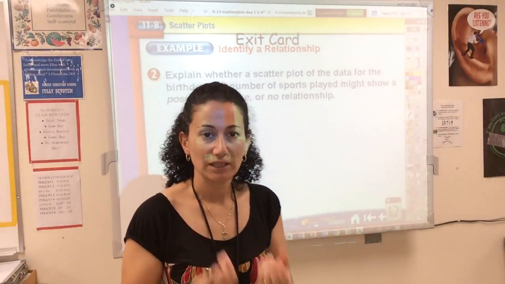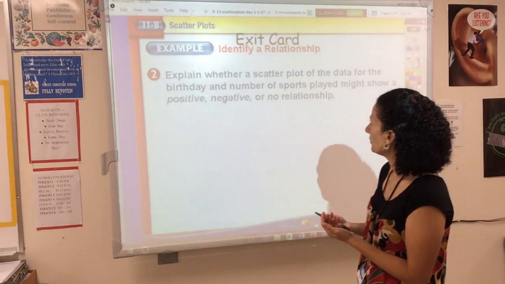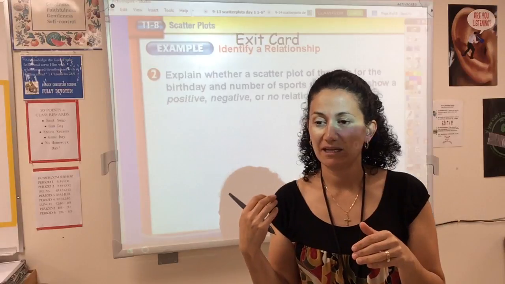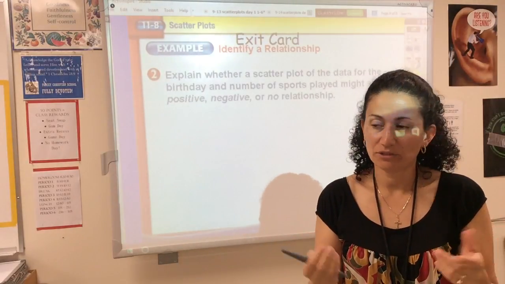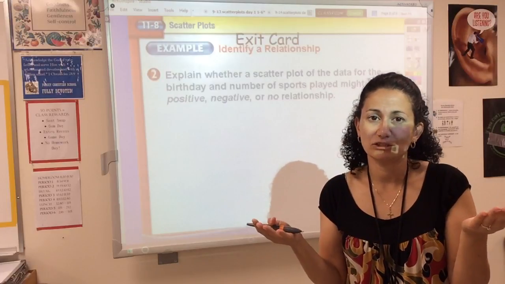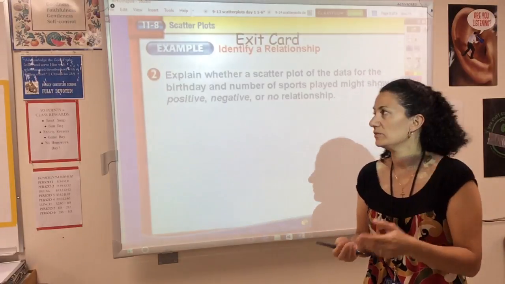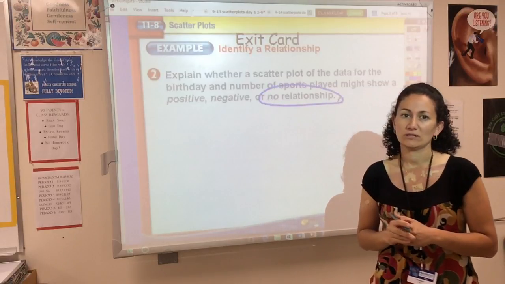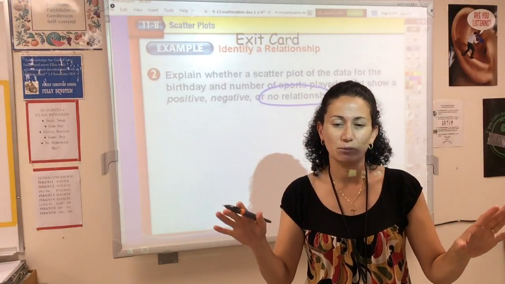Okay, so the relationship between birthday and sports is none. There is no relationship. You could have a birthday in the spring and play a lot of sports. You could have a birthday in the fall and still play a lot of sports. There's no relationship between when you were born and the number of sports you play. So this is no relationship. The dots would be scattered everywhere.